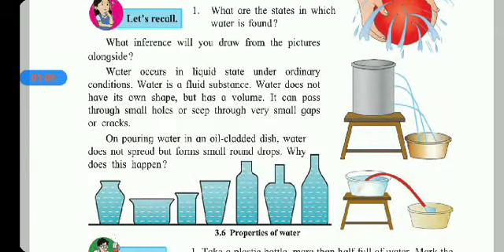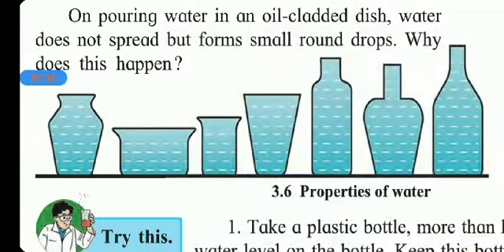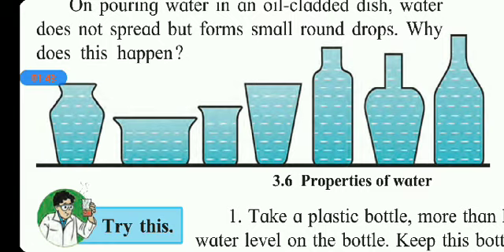As we go deeper in any container in which water is stored, the pressure of water goes on increasing. We also saw that water flows from a higher level to a lower level. And we have seen that water does not have any shape. It's colorless and transparent. It does not have any color. It does not have any shape, but it has mass and volume.